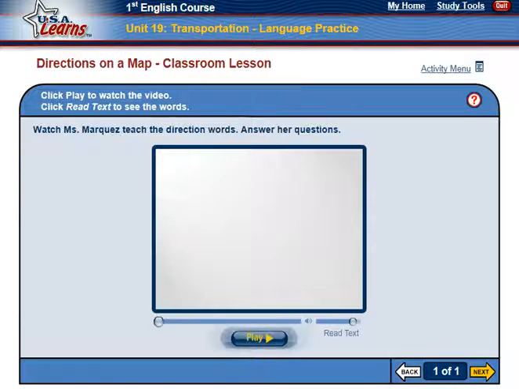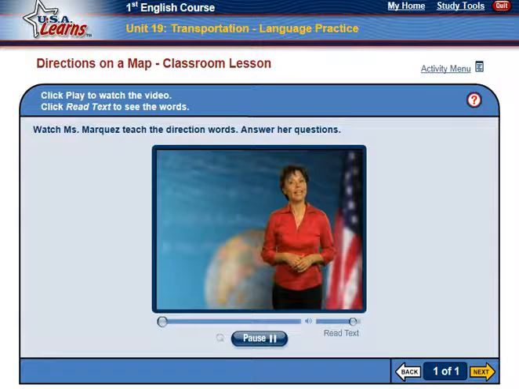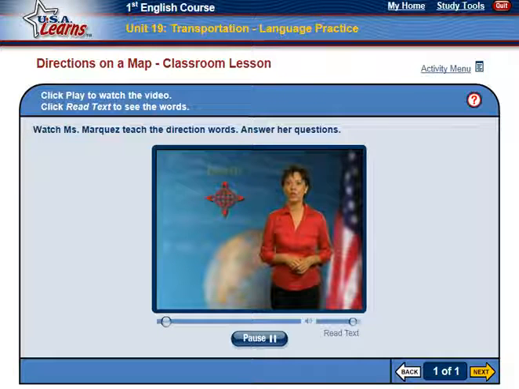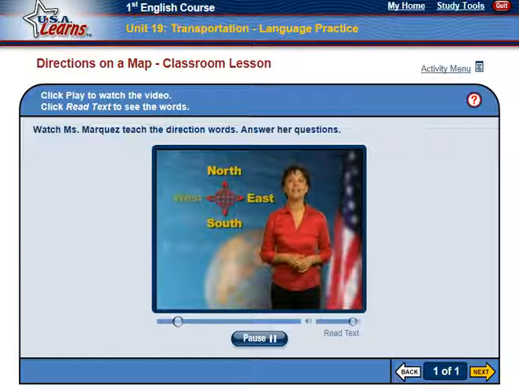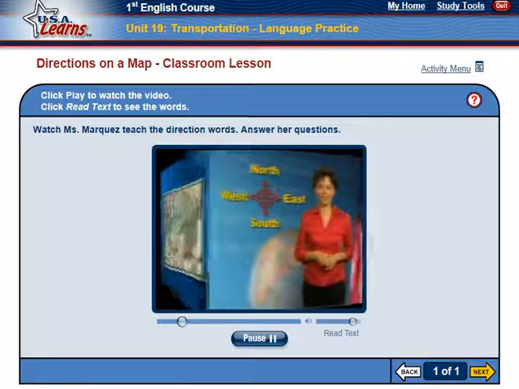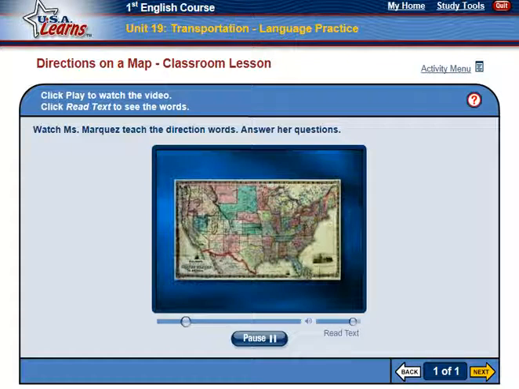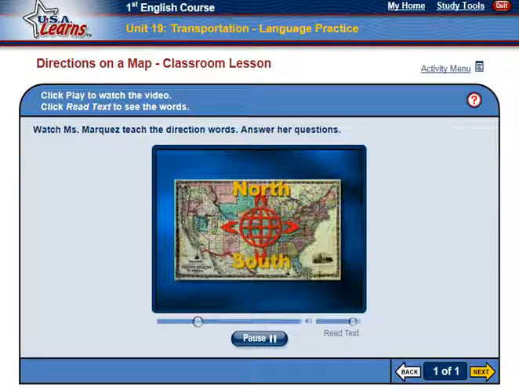Now let's learn the words north, south, east, and west. Look at this map of the United States. North, South, East, West.